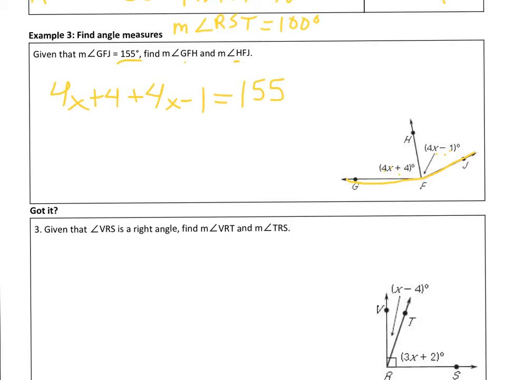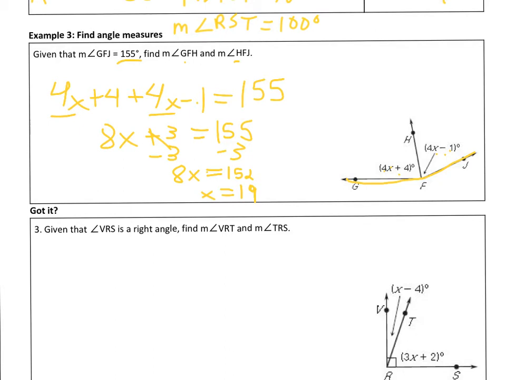That allows me to combine like terms and solve this. I'm going to combine 4x and 4x. That's 8x. I can combine 4 and negative 1 to be positive 3. And that's equal to 155. So it's just a two-step equation from there. Subtract 3. 8x equals 152. And then x should be 19. X is 19.